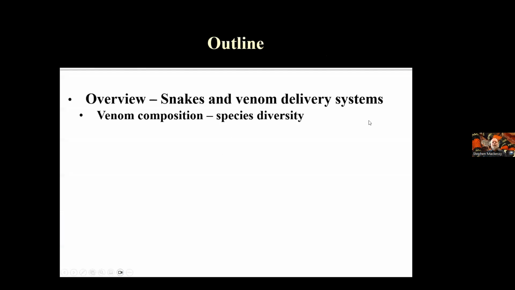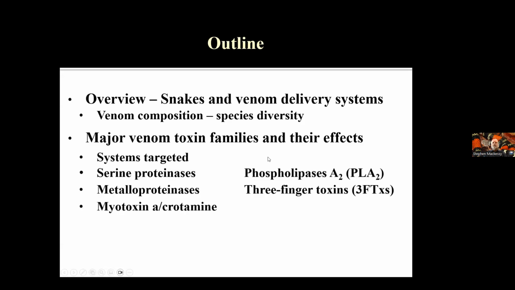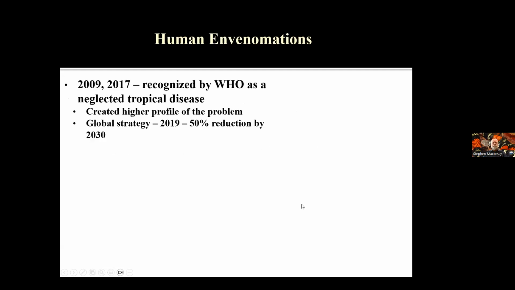To do this, we'll take a look at the snakes themselves a little bit, the venom delivery systems that we see across venomous reptiles, talk a little bit about venom composition, and then focus in on a couple of protein families that arguably are amongst the most important ones. We'll first look at systems that are targeted by these various toxins, and then we'll look at the toxins themselves in a little more detail. And then towards the end, I'll try to wrap things up and provide some take-home points for you as well.